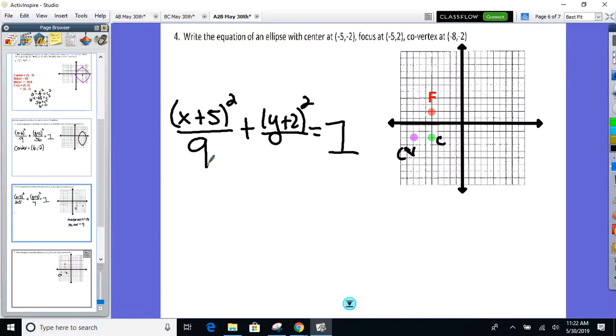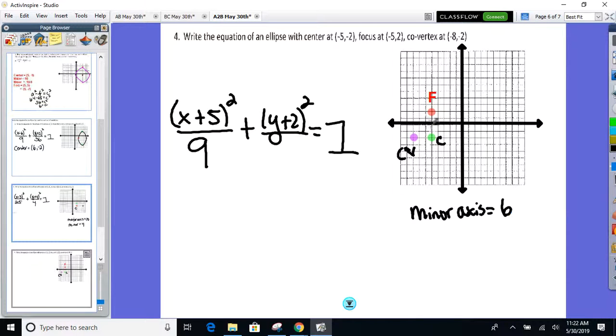Okay, ready? Co-vertex is one of the endpoints on the minor axis. It's 3 units away from the center, so the other point is going to be 3 units in the other direction, which makes a total of 6 units. What do you got, Matt? You waiting for the other one? Are we good? Because this other one's a little complicated. Everyone good on the minor?